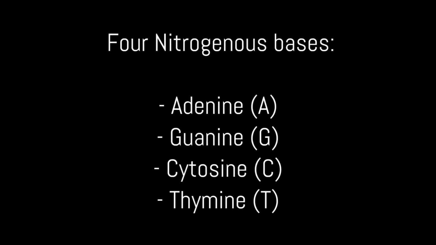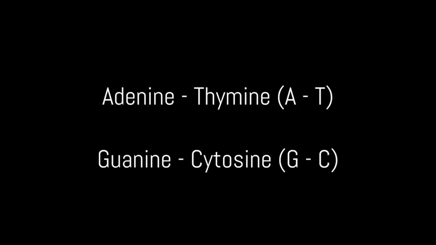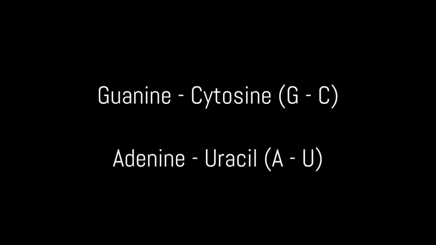DNA consists of the 4 nitrogenous bases: adenine A, guanine G, cytosine C, and thymine T. In double-stranded DNA, adenine pairs with thymine, A and T, and guanine pairs with cytosine, G and C. Single-stranded RNA contains the nitrogenous bases adenine, guanine, cytosine, and uracil instead of thymine. When DNA is transcribed into an RNA transcript during DNA transcription, guanine pairs with cytosine, GC, and adenine pairs with uracil, AU. And there you have it, 4 macromolecules: carbohydrates, proteins, fats, and nucleic acids.